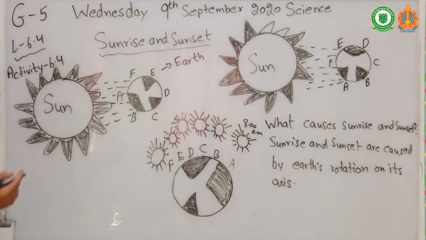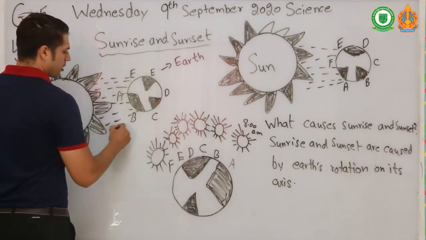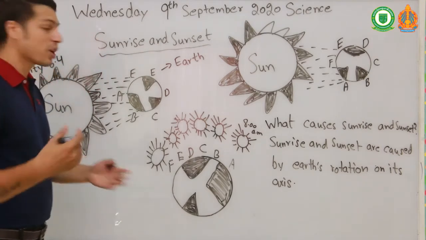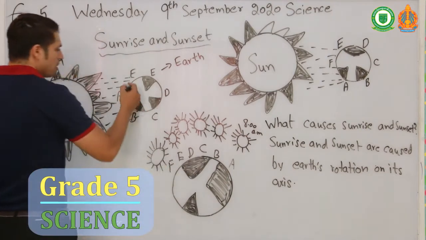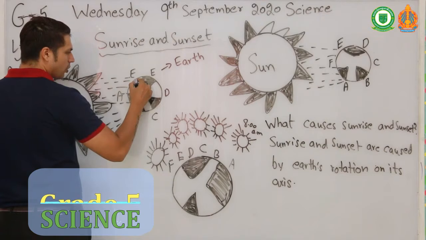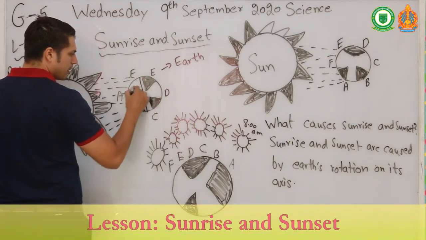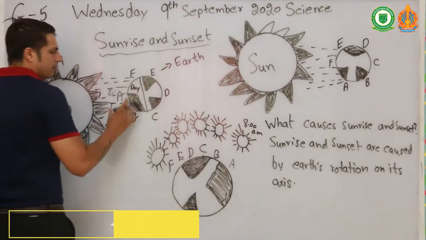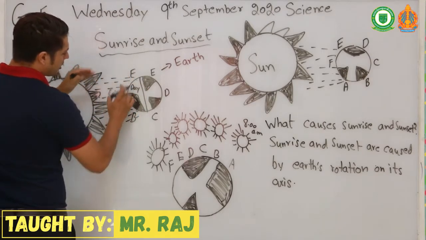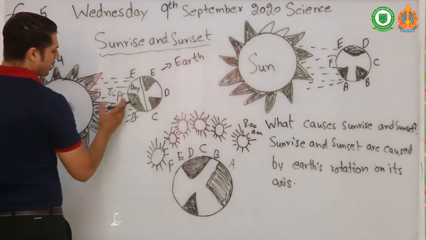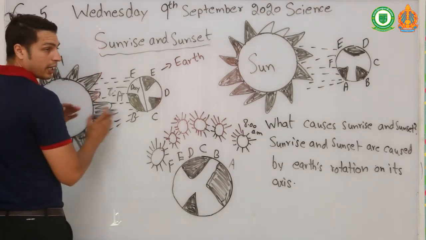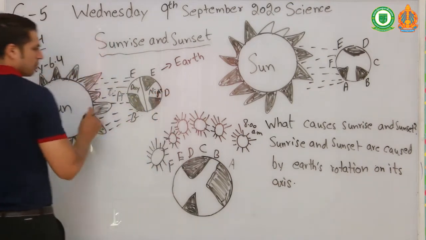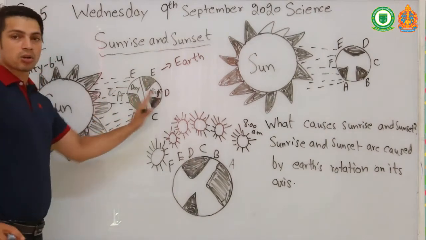Now we need to know, as in the last few weeks we learned about day and night, daytime is here. This whole area is facing daytime, because areas A, E and B are facing the sun. That's why they have day. And here it is night, because they are on the opposite side and are not facing the sun.